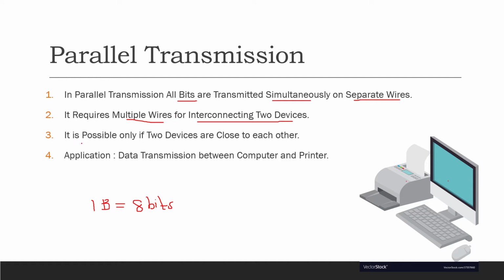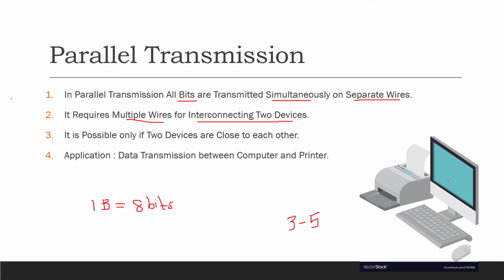Third is, it is possible only if two devices are close to each other. Parallel transmission is possible when these two devices are close to each other, meaning the distance between them should be less. The standard is 3 feet to 5 feet of distance, which is ideal to establish communication in parallel mode. But if the distance is beyond 5 feet, then it is better to use serial transmission.